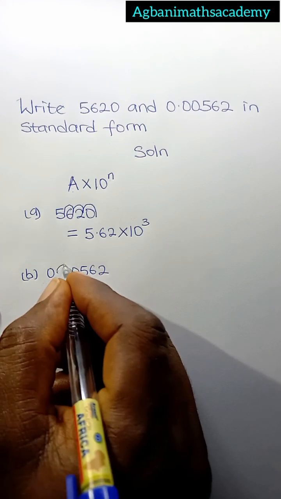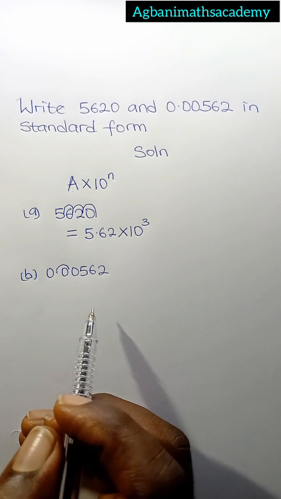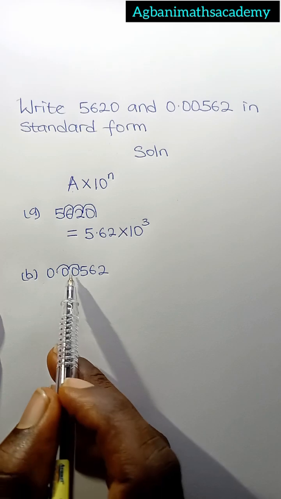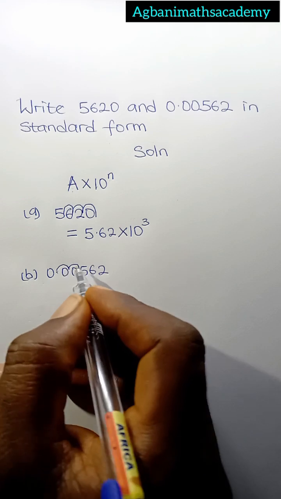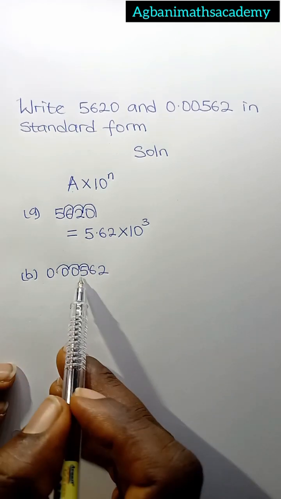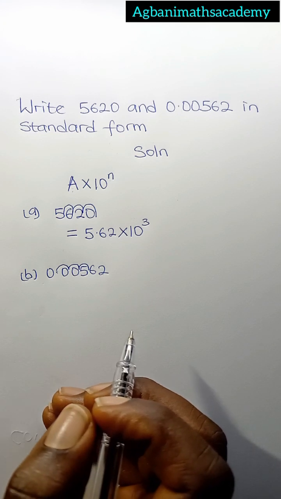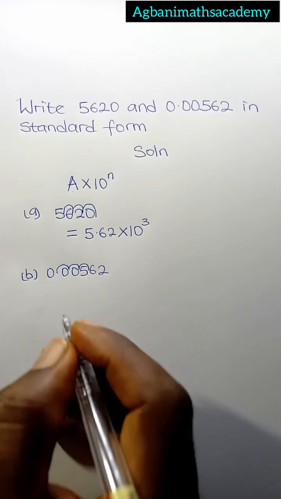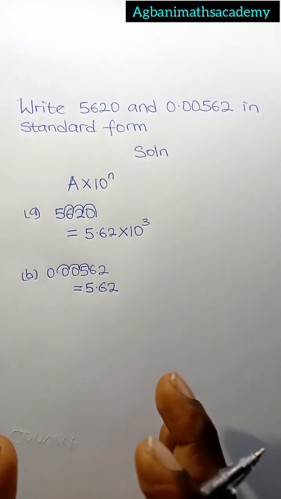So let's move. Move one time. Now we have 0.0562. Is it between 1 and 10? No. It's still less than 1. We move again. Now we have 0.562. Is it between 1 and 10? No. It's still less than 1. We move again. Now we have 5.62. Is it between 1 and 10? The answer is yes. This means this will be our final stop. If you move it once more, you now have 56.2, which is more than 10. So we are going to have 5.62. So we've gotten our value of A.